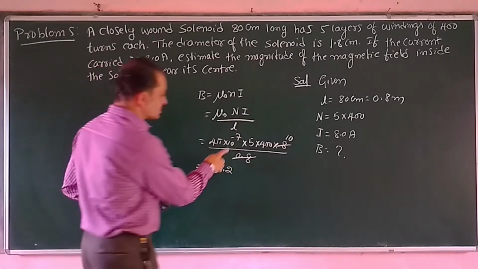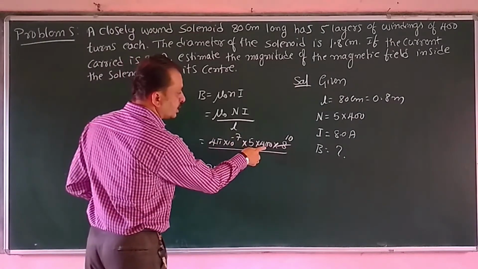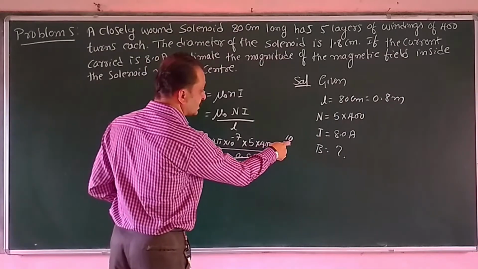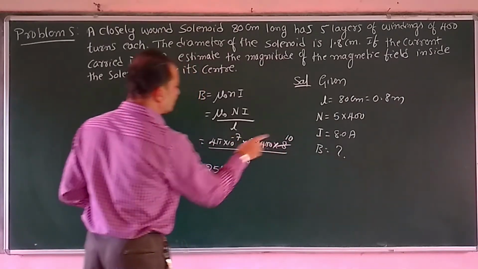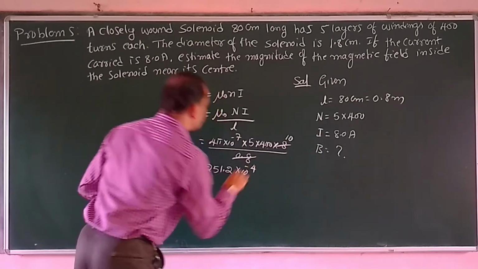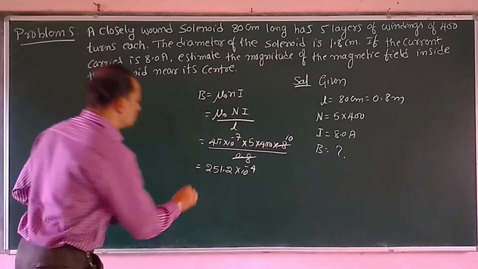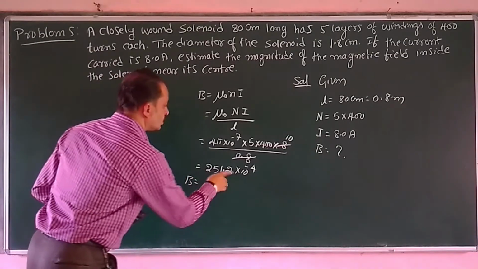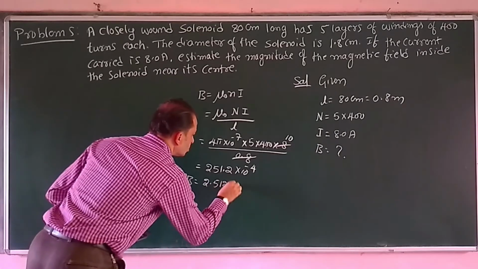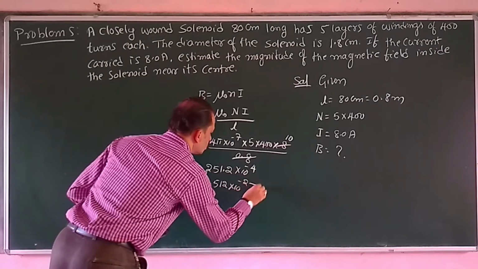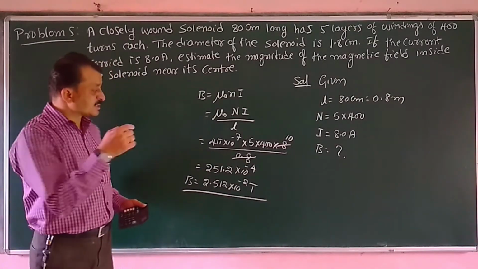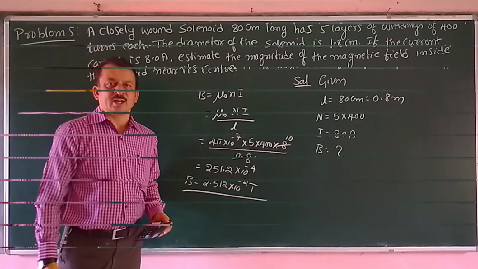Now let me adjust the powers. 10 raised to minus 7. Here 10 raised to plus 2 and 10 raised to 1. That is 10 raised to plus 3. 10 raised to minus 7, 10 raised to plus 3. That is 10 raised to minus 4. Or B is equal to, now rearrange, or if you write it in the scientific notation, 2.512 into 10 raised to minus 2 Tesla. Now this is the magnitude of the magnetic field at the center of the solenoid.